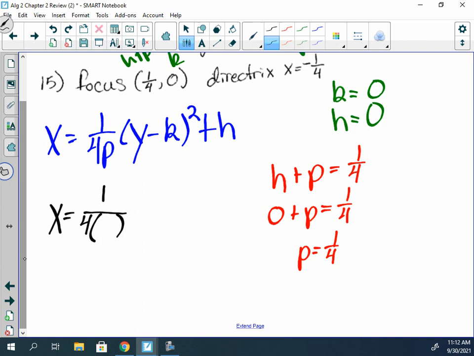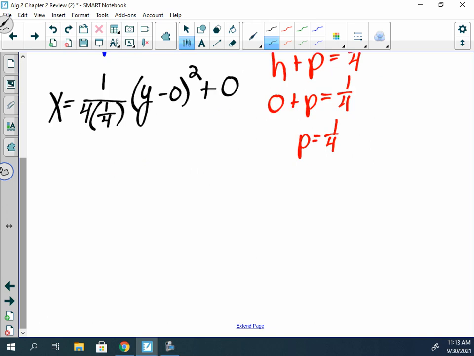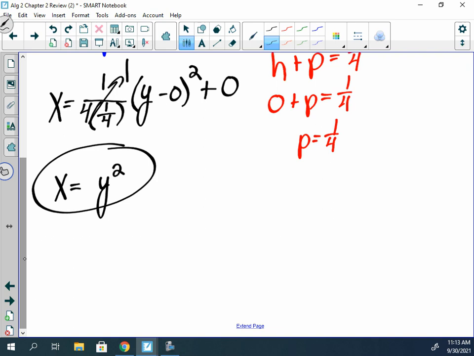Well, we can plug this back in. So we'd have 1/4 times 1/4 times y minus 0 squared plus 0. What is 4 times 1/4? 1. 1 divided by 1 is 1. So really what we're saying is this entire first number is 1. What's y minus 0? And then we square it, yes? So that first one is just x equals y squared.